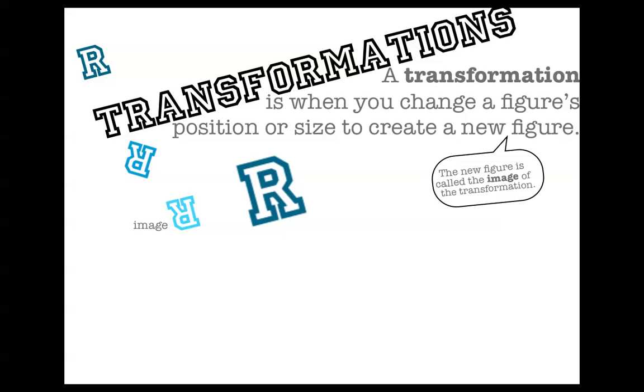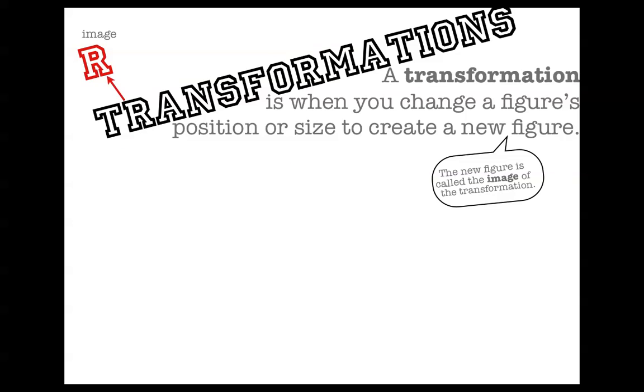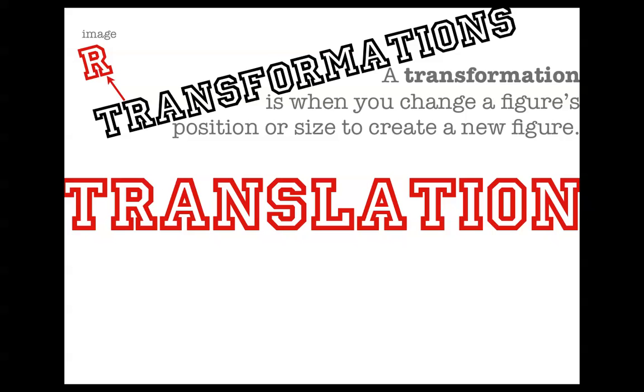Okay? So we created an image, we created another image, and we transformed that first R to make this image as well. So a transformation is kind of just what it sounds like. It's a way to change something into a new image. And there's lots of different ways that you can transform things. So when we took that R and just slid it up and to the right, that's one way to change it. We changed its position. That is called a translation.